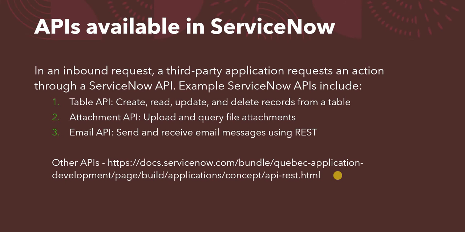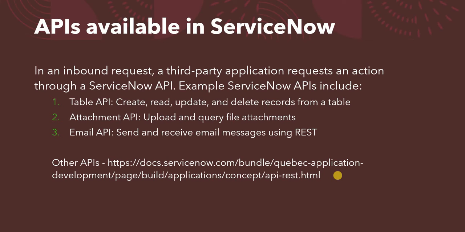What are the APIs which are available in ServiceNow? In an inbound request, a third-party application requests an action through a ServiceNow API. What it is trying to say is some third-party application is trying to access some data in ServiceNow, or they are trying to insert or update the data. The APIs available in ServiceNow include the Table API. These are used to create, read, update or delete records from a table.